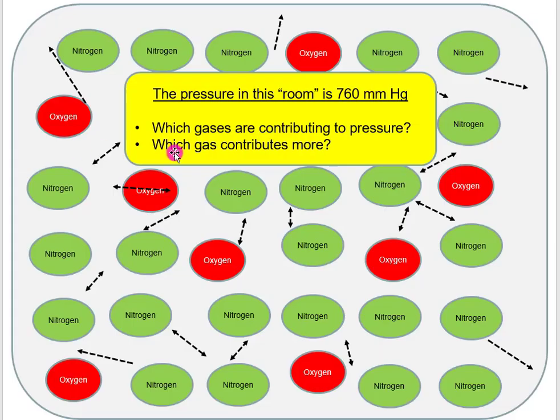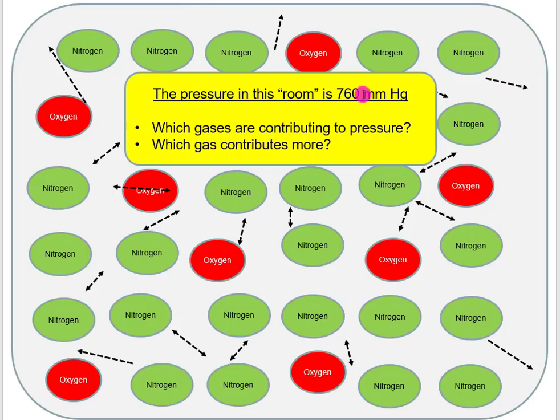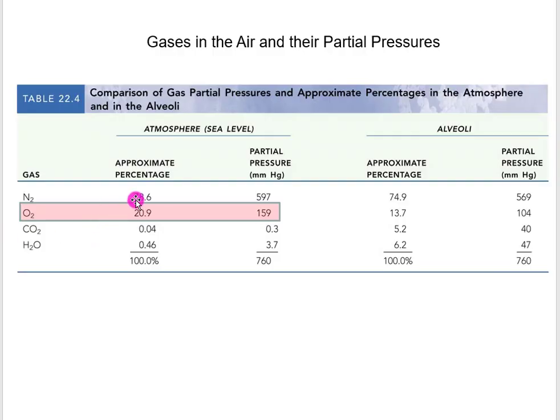Remember the picture that I just showed you. Which gas contributes more? Well, if there's more nitrogen, then what's going to happen? If 78.6% of the gases out there are nitrogen, then nitrogen is going to account for 78.6% of that 760 millimeters of mercury. If you take 760, multiply that by 0.786, the number you ought to get is 597. Therefore, the partial pressure of nitrogen in the atmosphere is 597 millimeters of mercury.